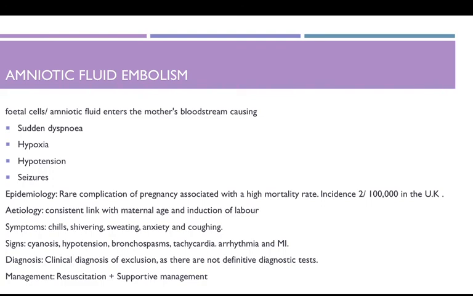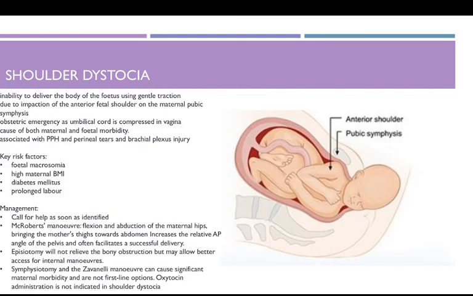The symptoms are chills, shivering, sweating, anxiety, coughing. The signs are cyanosis, hypotension, bronchospasms, tachycardia, arrhythmia, and MI. The way that it's diagnosed is it's a diagnosis of exclusion. There are no definitive diagnostic tests for it, and the way that it's managed is through resus, because they're hypotensive, so resuscitation fluids, and supportive management.